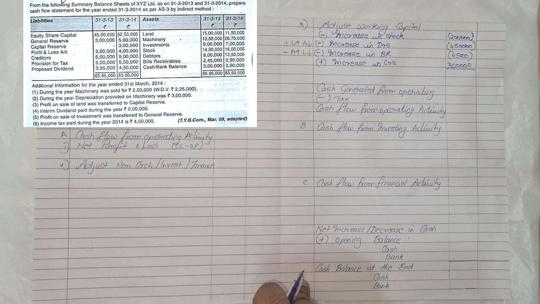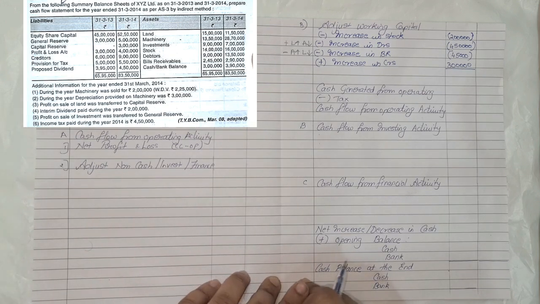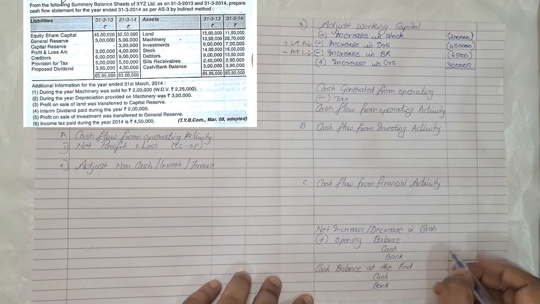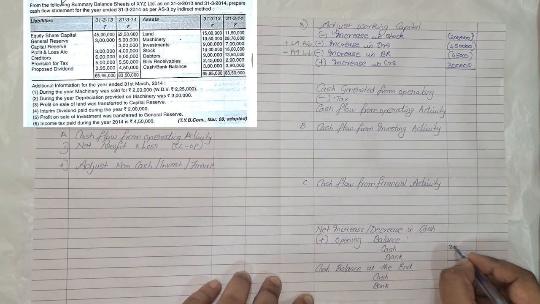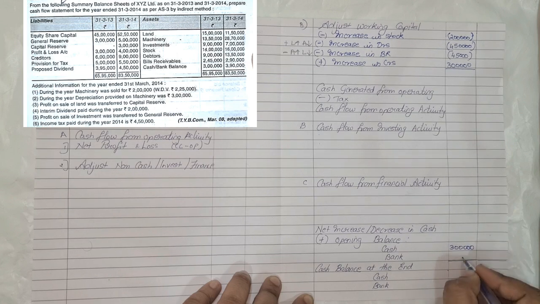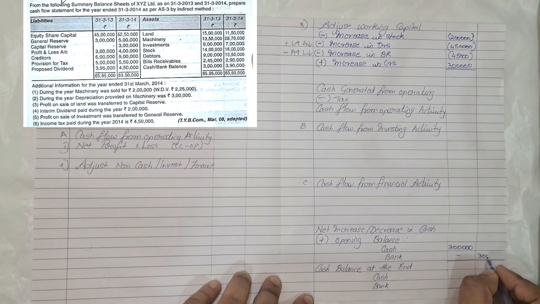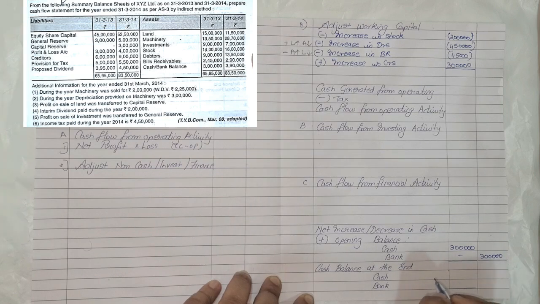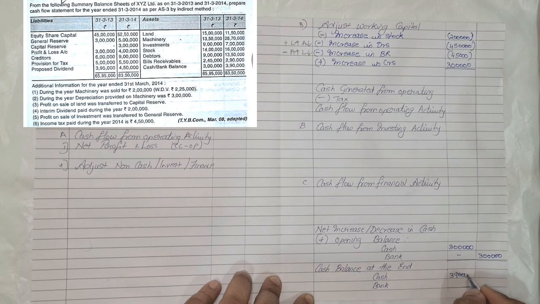So there were 4 steps. Step 1 is done. Step 2, we note down the balances. Cash balance, opening balance is 3 lakh. That is cash and bank balance, I've given you 3 lakhs. So I'll write it in cash only. There is no bank, so we'll write here cash. Similarly, closing balance is 3,90,000.